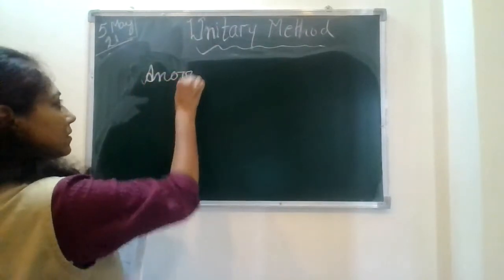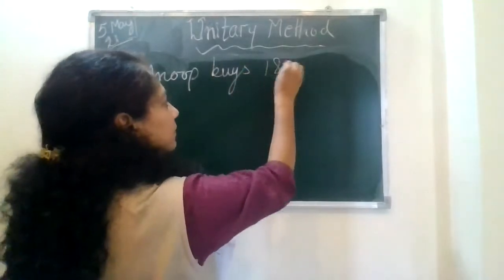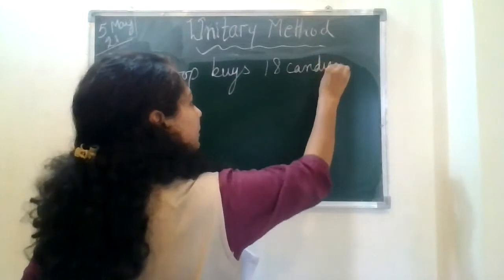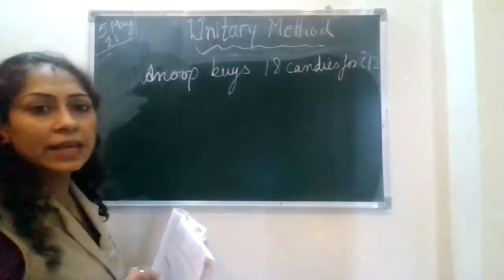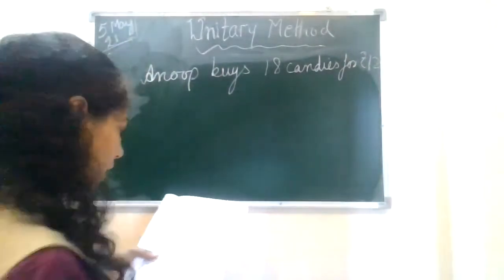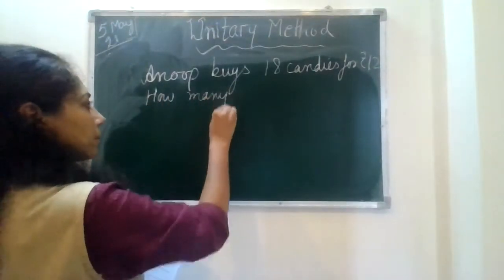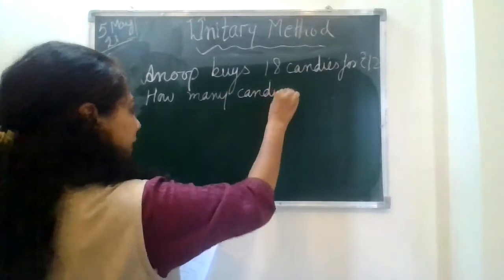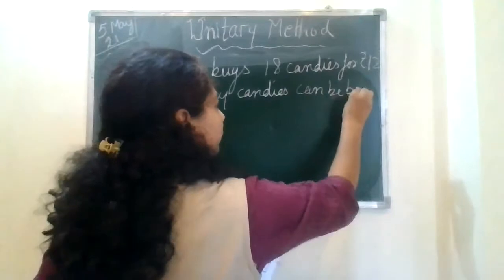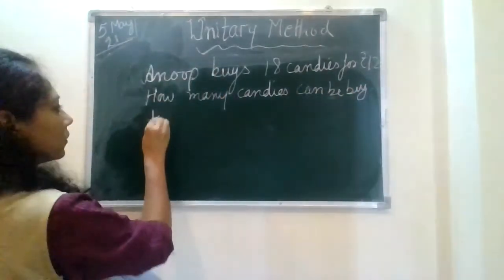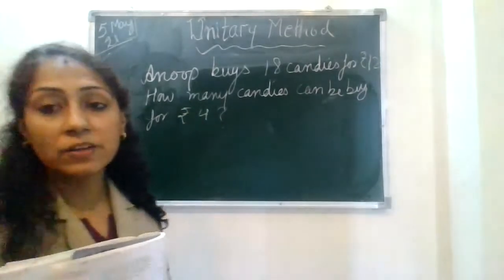Now, the first question coming your way of the unitary method, I'm writing the statement. Anu buys 18 candies for rupees 12. Okay, 18 candies for rupees 12. So how many candies can he buy for rupees 4?